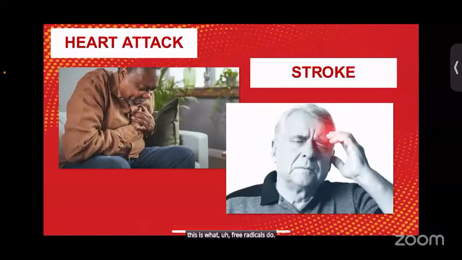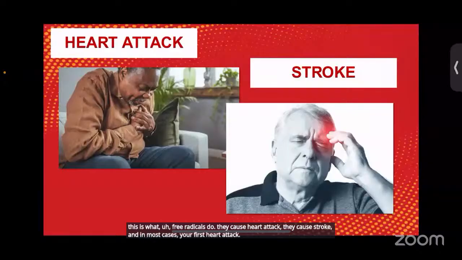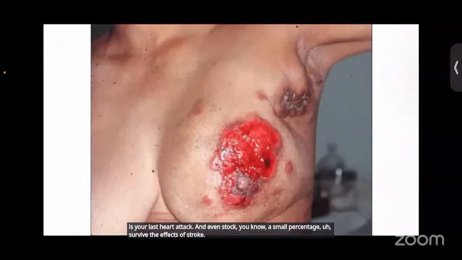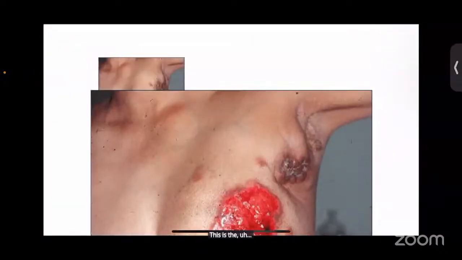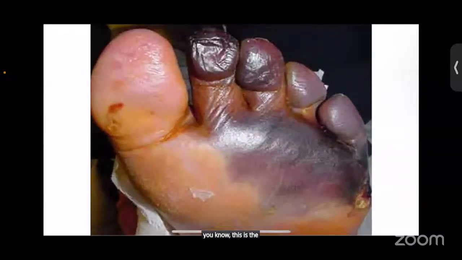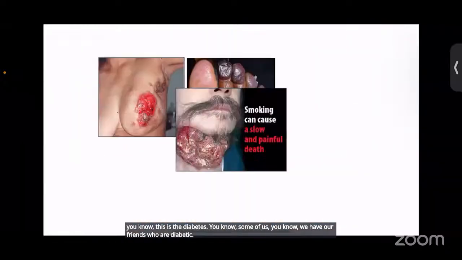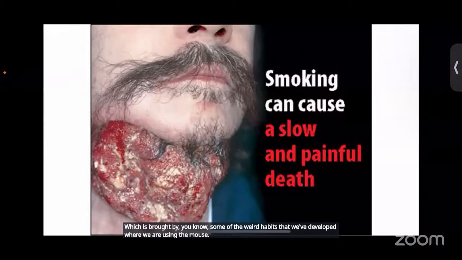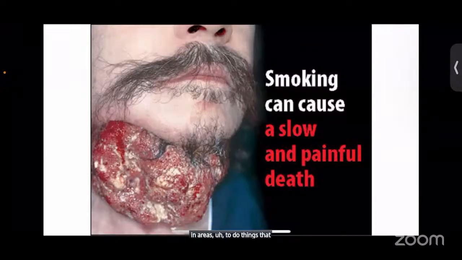They cause heart attack. They cause stroke. And in most cases, your first heart attack is your last heart attack. And even with stroke, only a small percentage survive the effects. This is once again breast cancer. This is diabetes. Some of us have friends who are diabetic. This is throat cancer, which is also brought by smoking, and by some of the weird habits we've developed where we are using the mouth to do things that it's not supposed to do.